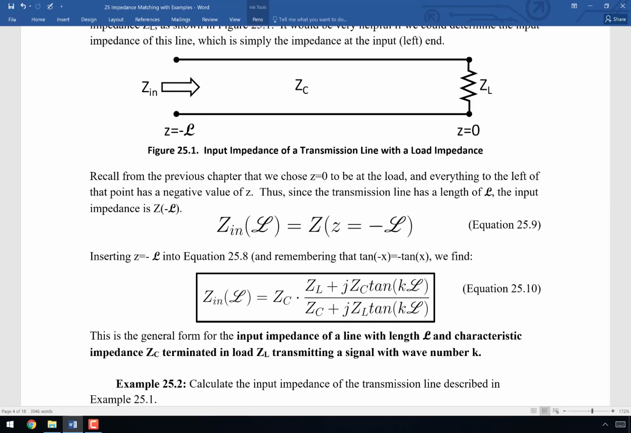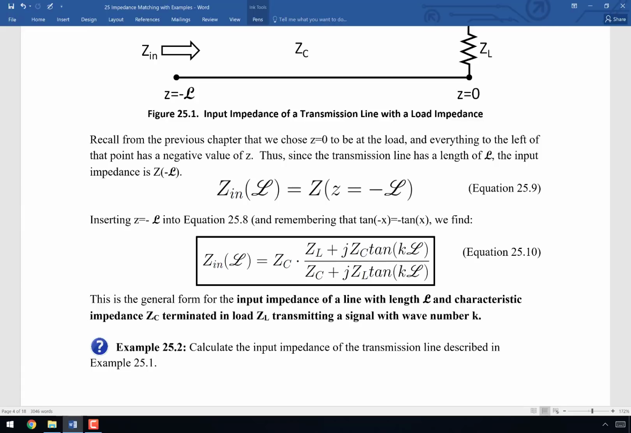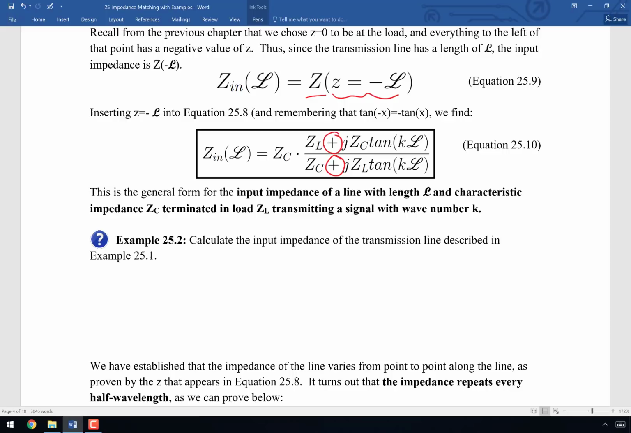So Zin of a line that has a length of L is equal to the impedance at the point z equals negative L. And when you plug in negative L into the previous equation, you get a negative sign inside the tangent, but the negative sign inside the tangent can be pulled in front of the tangent, and that turns those negative signs into positive signs. So while this equation is not very different than the generalized equation that we saw in equation 25.8, it is specialized for the input impedance of a line that has a length of L. And there isn't very much that's different in this calculation, but we will get the same answer.